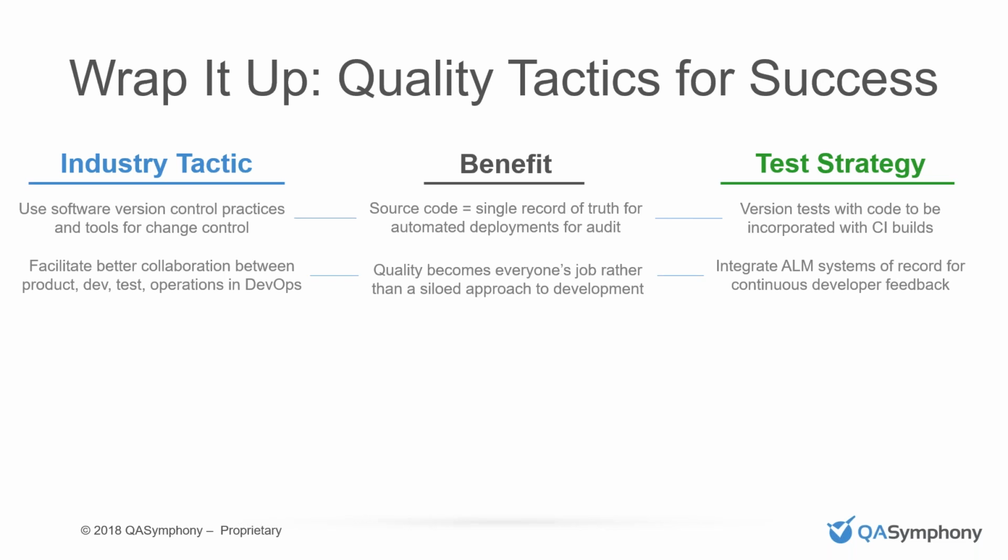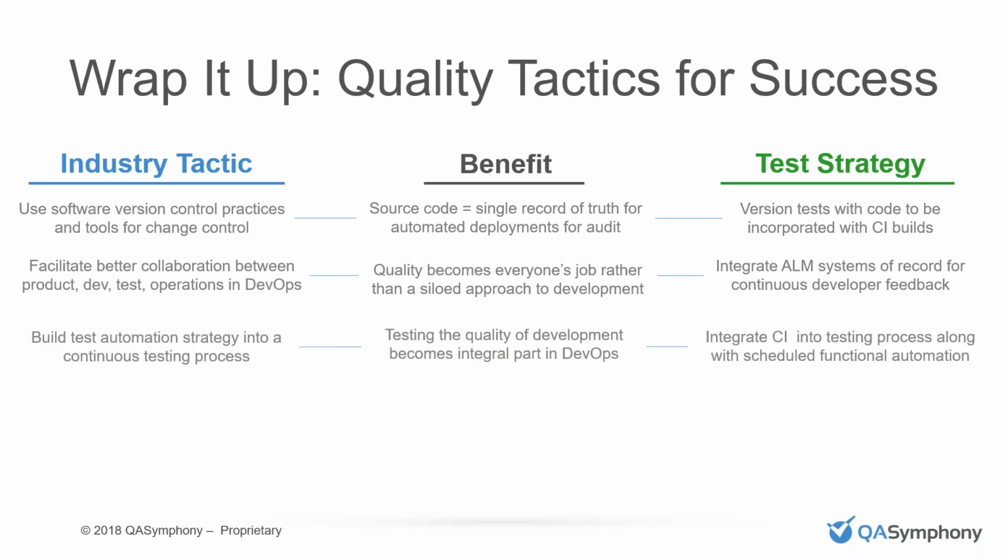And the test strategy of that is making sure your ALM systems of record have that continuous developer feedback, right? Whether it's a real-time integration with Jira, or it's using a bridge system to do that, you want to make sure that you've got those tools hooked in together.